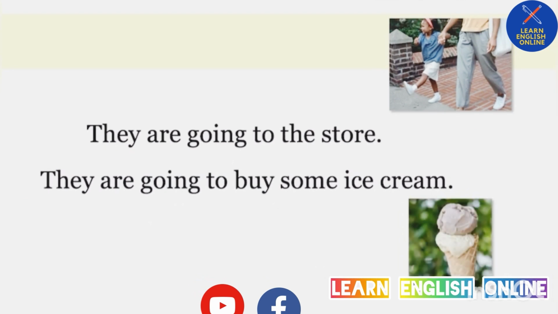They are going to the store. They are going to buy some ice cream. Both of these sentences have "are going to." But let's look. In this first sentence, they are going to the store. They are going to a place. And in the second sentence, they are going to buy. They aren't going to a place. They are going to, and then it's a verb.